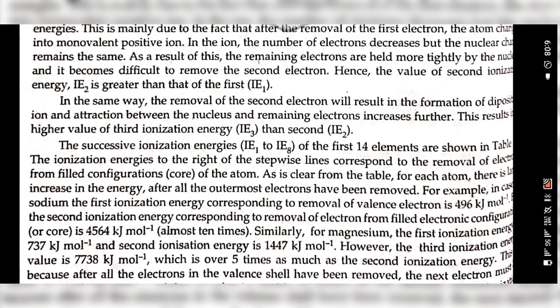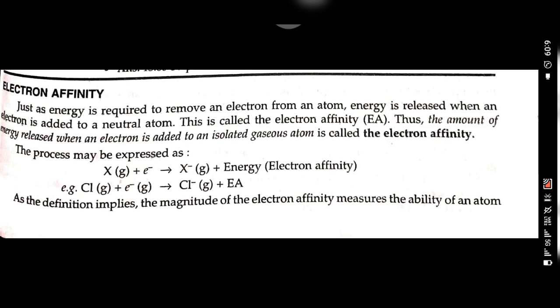For example, in the case of sodium, the first ionization energy corresponding to removal of the valence electron is 496 kJ per mole, but the second ionization energy corresponding to removal of an electron from the filled electronic configuration is 4564 kJ per mole, almost 10 times. Similarly, for magnesium, the first ionization energy is 737 kJ per mole and the second is 1447 kJ per mole. Therefore, ionization energy becomes very high.